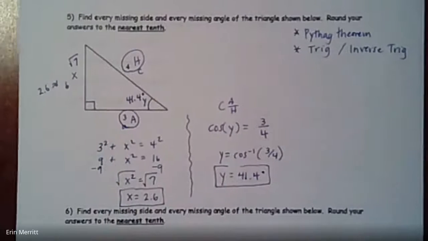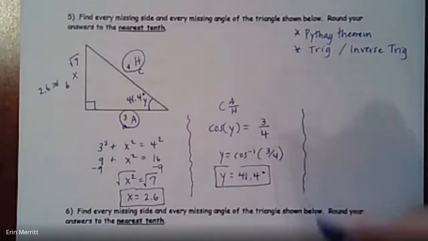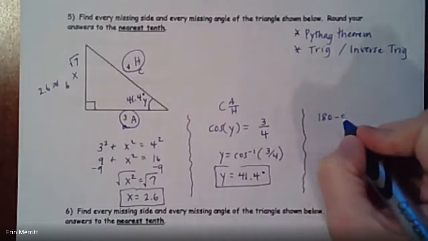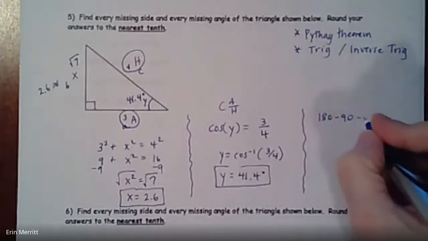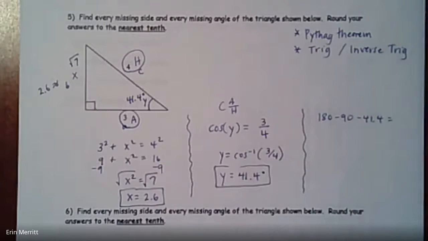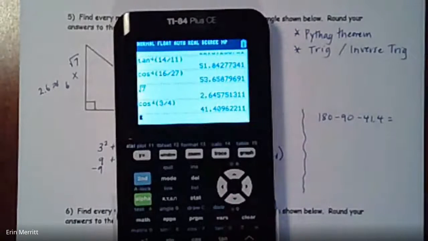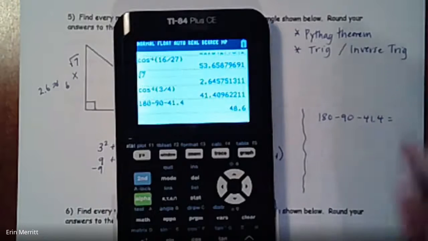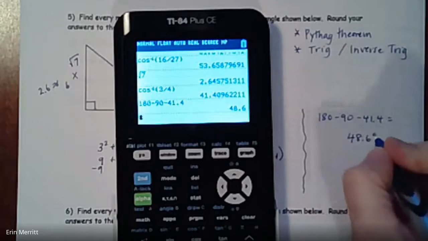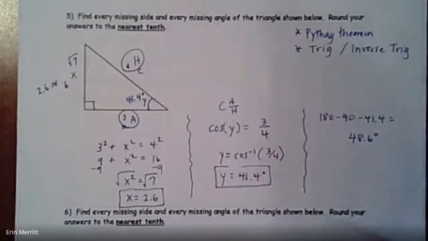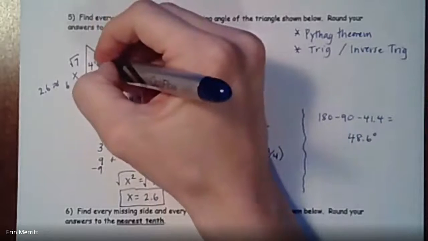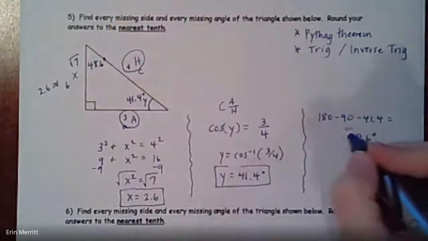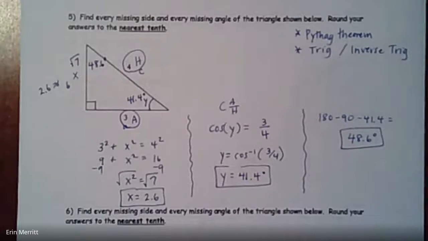And then as for that last angle, you could do some more trig to find it, or I can use the idea that the three angles of the triangle add up to 180. And so if I go 180 minus the 90 in that corner, minus the 41.4 in the other corner, I can get my last angle measure that way. So 180 minus 90 minus 41.4, that's going to leave me with 48.6 degrees right there. And so that is the complement of this angle right here. All right. There's my 3 answers.